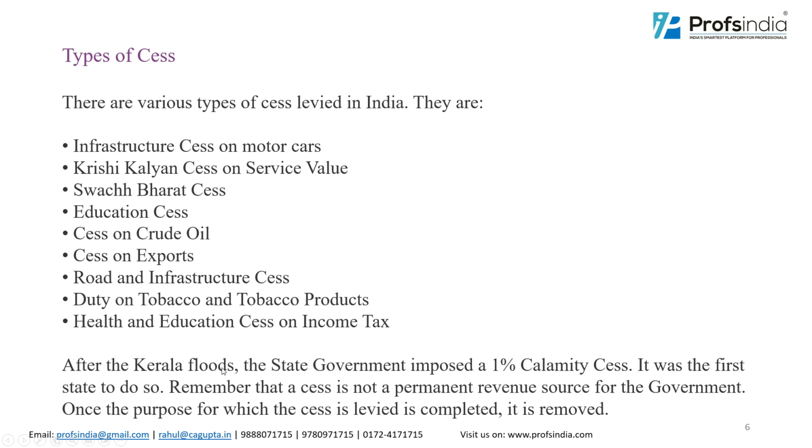After the Kerala floods, the state government imposed a 1% calamity cess. It was the first state to do so. Remember that a cess is not a permanent revenue source for the government. Once the purpose for which the cess is levied is completed, it is removed. So cess is basically levied for temporary purposes and for a certain period, and it is usually removed once the purpose is resolved and completed.